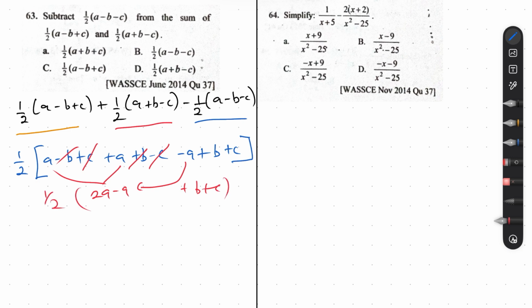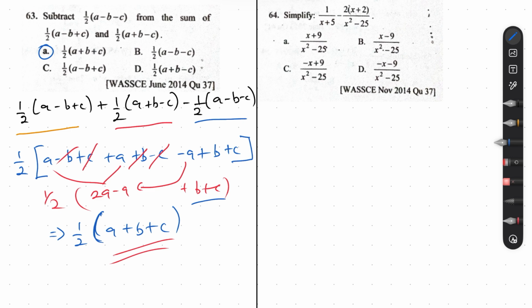Let's rewrite it. So what do we have? 1 over 2 multiplying 2a minus a will give us what? a. So multiplying a plus then this side, which is b plus c. So that is our answer. Half multiplying a plus b plus c.